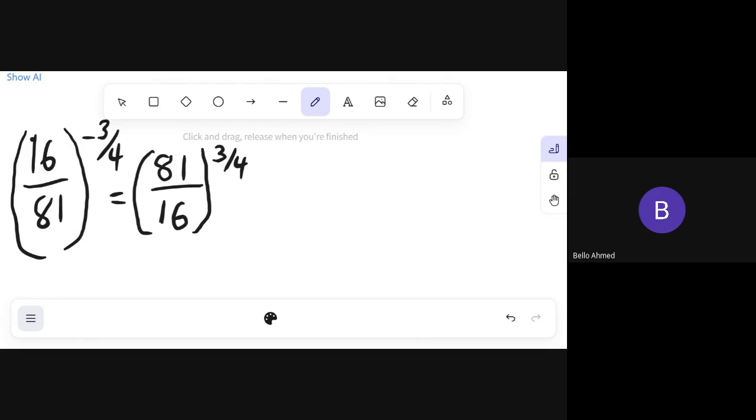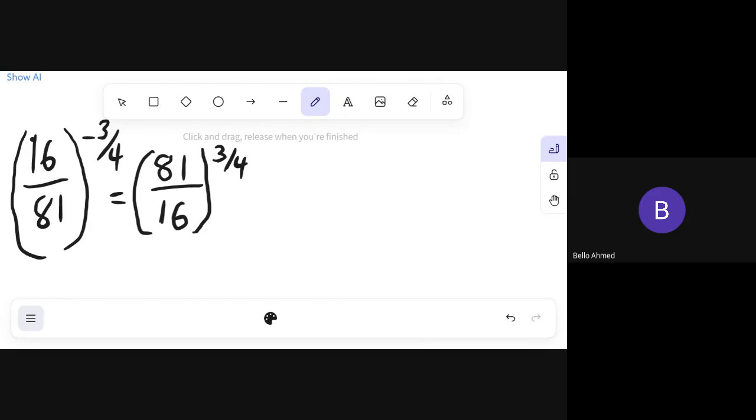What did I use? Where did it go? I have used that minus to turn this base, 16 over 81, upside down to 81 over 16. And don't write the minus again, please. After you have used the minus to turn this fraction upside down, please don't forget to remove the minus. I hope you understand that.